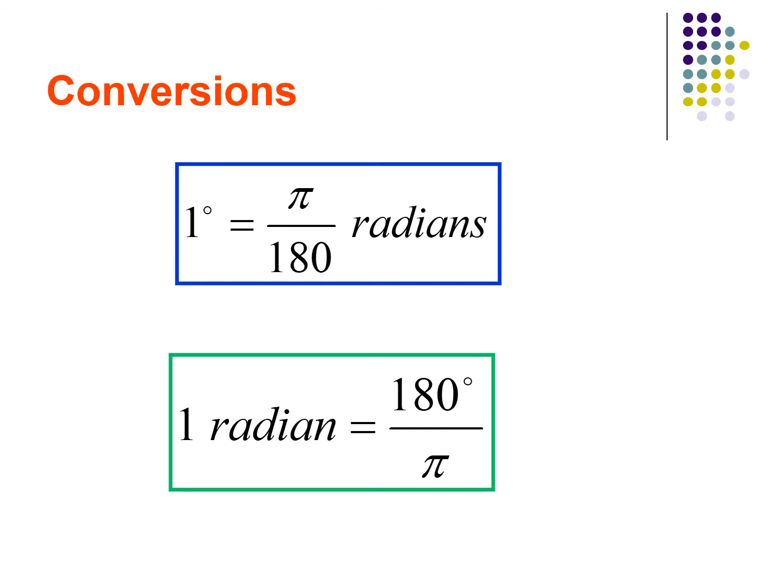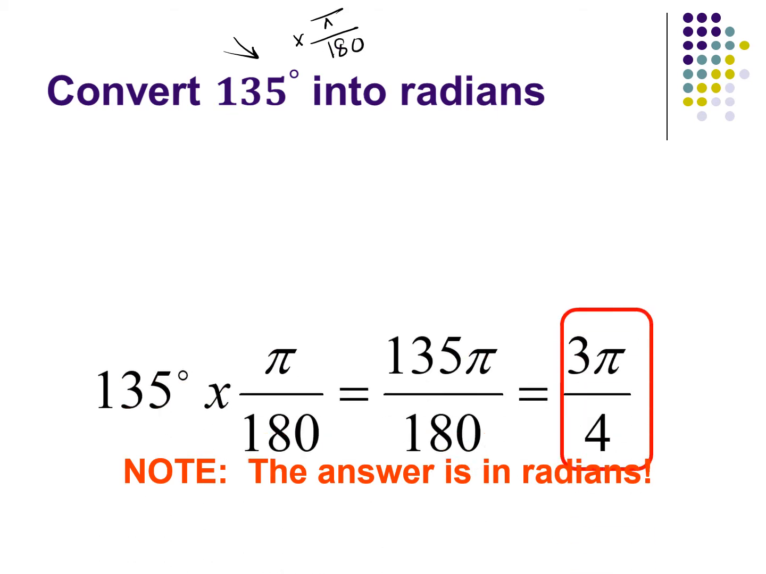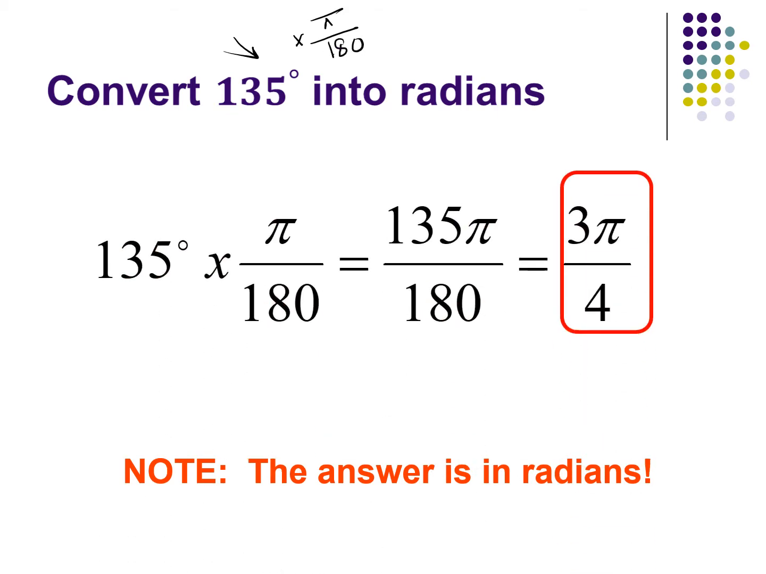So 1 degree equals pi over 180 radians. Similarly, 1 radian equals 180 over pi degrees. Convert 135 degrees into radians. What will you do? Of course, you multiply by pi over 180, and you will get 3 pi over 4. And in the end, since the answer is in radians, you write rad.